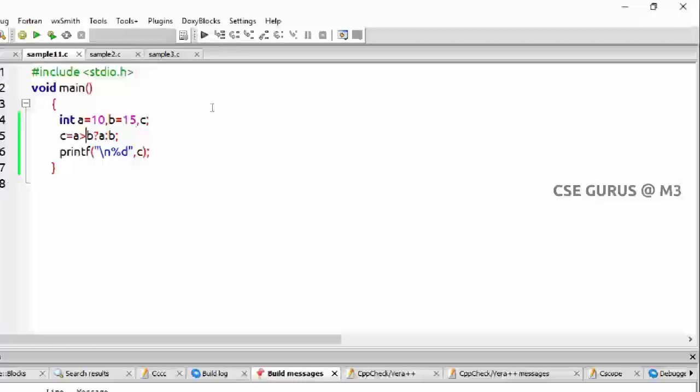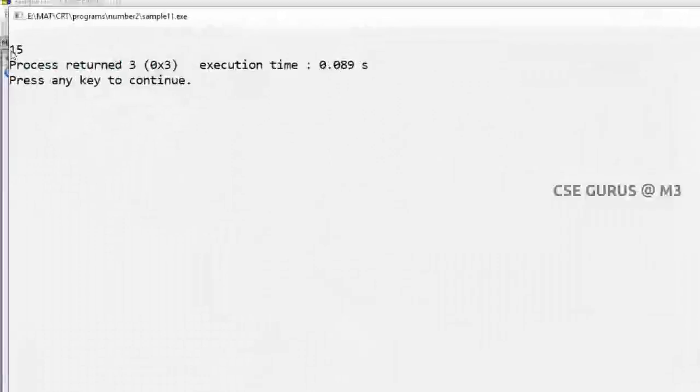Now, can I write like this? A double equals B. Will it check? Yes, it compares 10 double equals 15. No, so that's why the second value B, 15, will be assigned to C. So the answer is 15. So you can see the answer is 15.